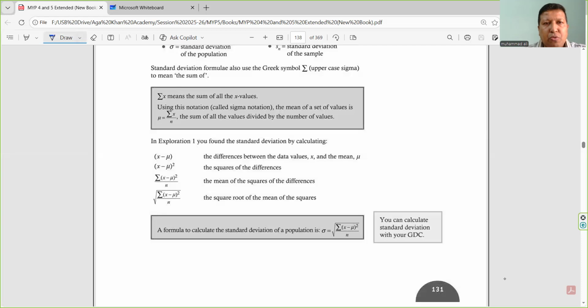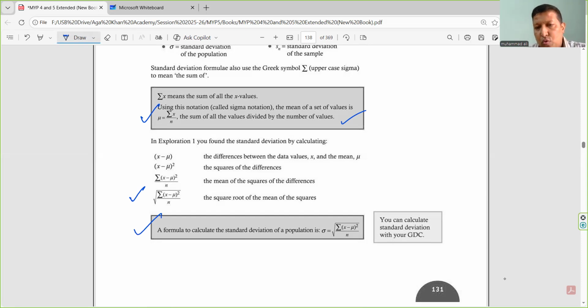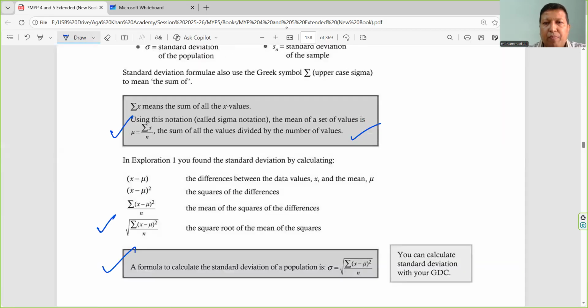Here we use this formula for the mean: mu equals summation x divided by n, the sum of all the values divided by the number of values. Finally, to find the standard deviation, a formula to calculate the standard deviation of a population is sigma equals root over summation x minus mu whole square by n. So we have to use this formula.